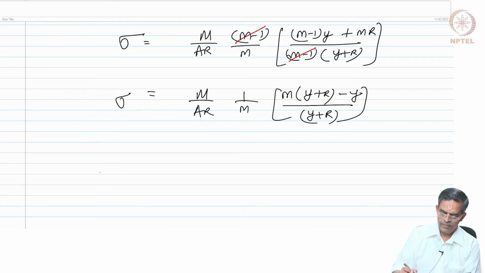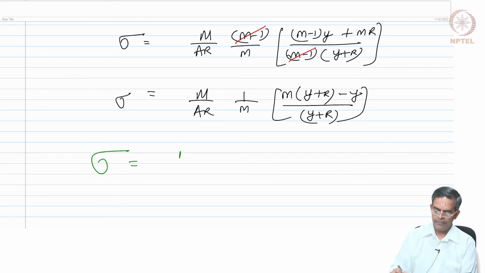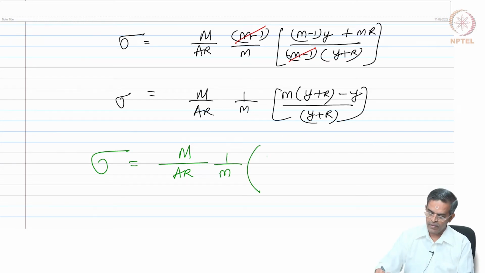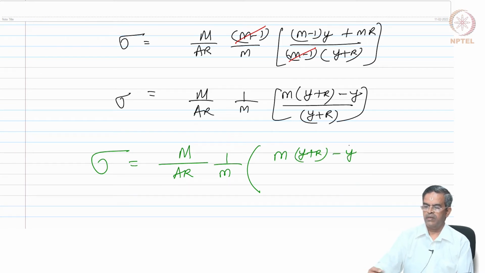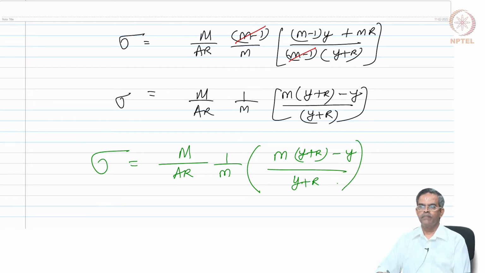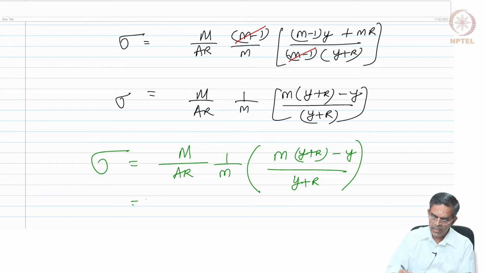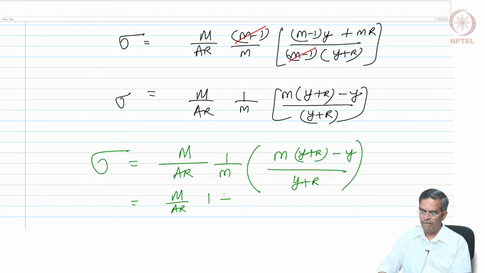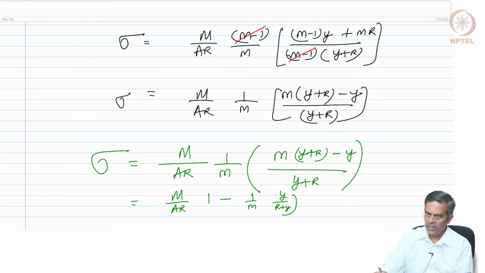So, now I can write stress is given by M by AR, 1 by m, y plus r minus y by y plus r, which can be further simplified as M by AR, 1 minus 1 by m of y by r plus y. Can I say that?